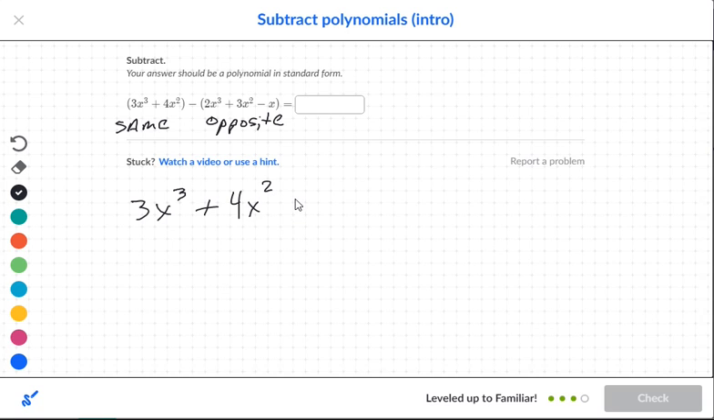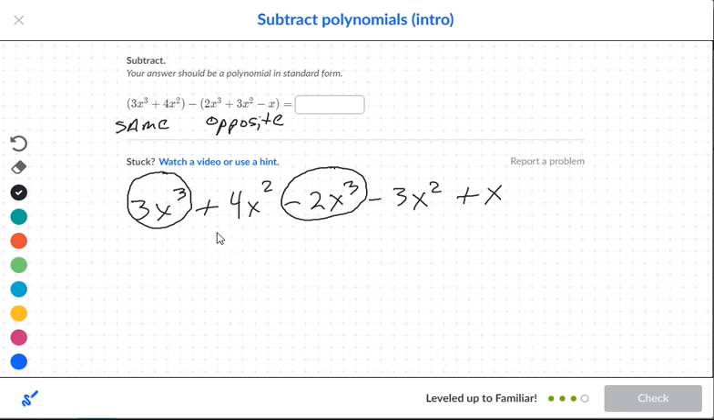Now the second parentheses, all the terms are opposite. So the 2x to the third is now a negative 2x to the third. The 3x to the second is now a negative 3x to the second. And the negative x is positive. So now I want to circle my highest. So anything to x to the third, make sure you capture the negative sign there.